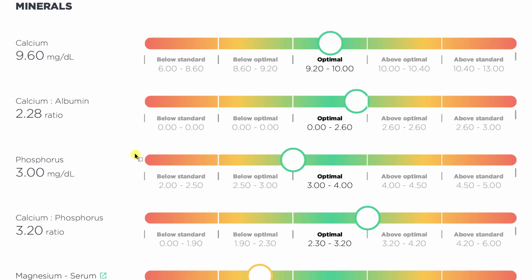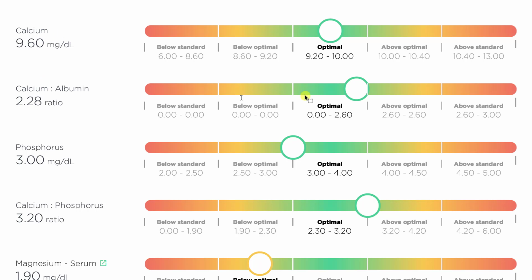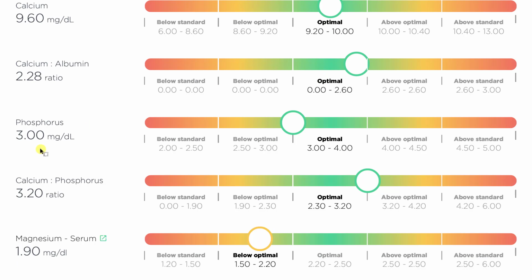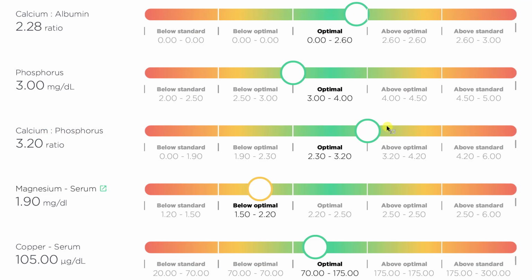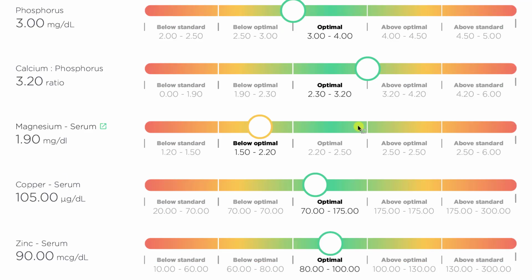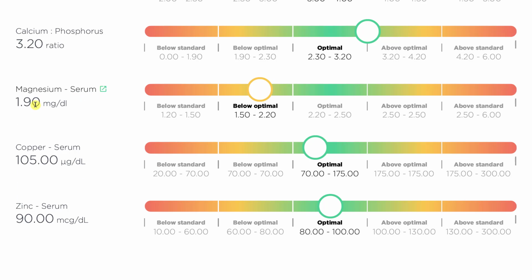Moving on, looking at your minerals, calcium is normal. The calcium to albumin ratio is normal. Your phosphorus is borderline low. Your calcium to phosphorus ratio is borderline high. And then your magnesium is really low. Levels less than 2.0 are definitely magnesium deficiency.